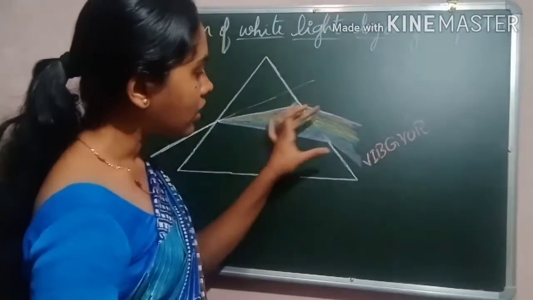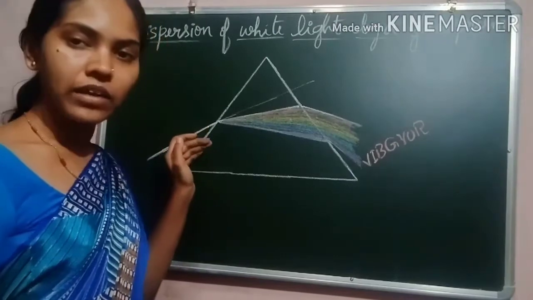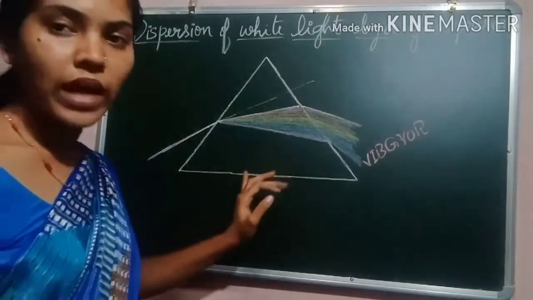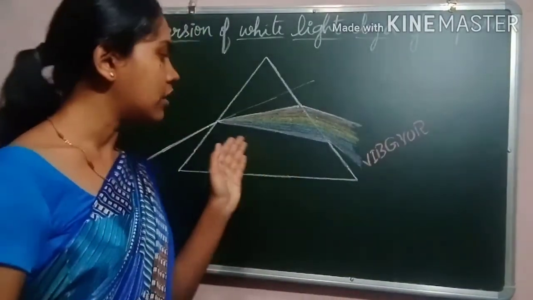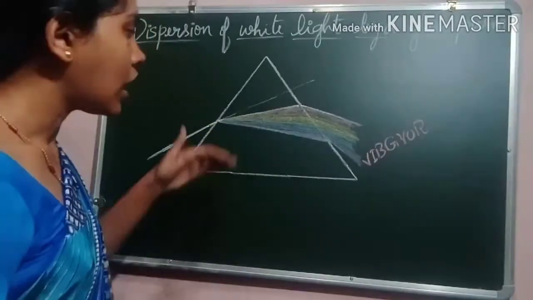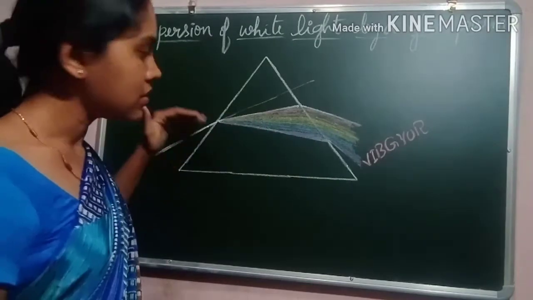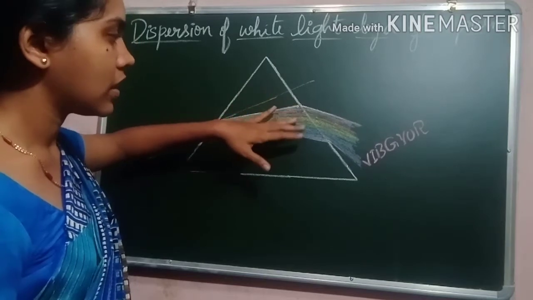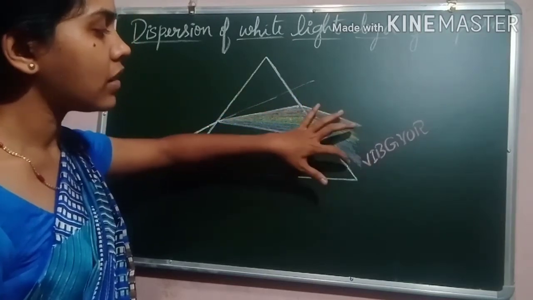So this band of color which is obtained from the beam of white light is known as spectrum. What do we mean by spectrum? The band of color obtained from the beam of white light is known as spectrum. So always the rainbow contains these colors. When the light passes through the prism, it gets refracted and it emerges out as a band of colors.